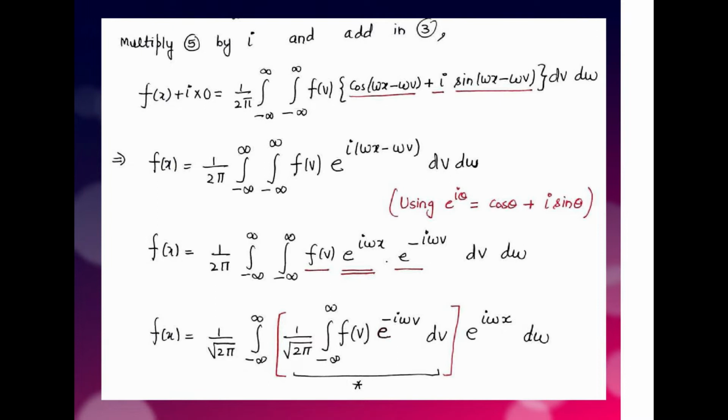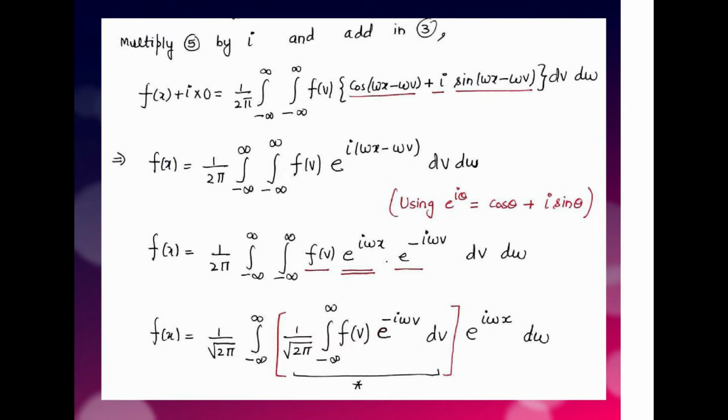Now we use the result that e raised to power iota theta is cos theta plus iota sine theta. So we can combine this expression, and finally we have f of x is equal to 1 upon 2 pi, minus infinity to plus infinity f of v e raised to power iota times (wx minus wv) dv dw. Rewrite this exponential function. Just separate the terms with x and v.